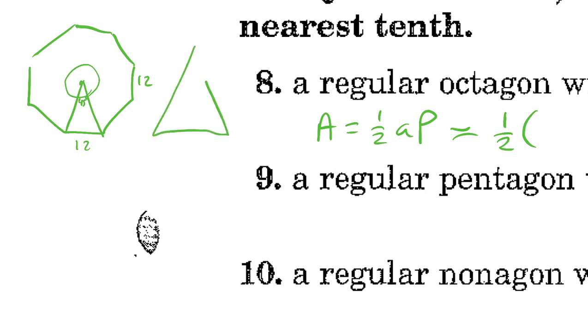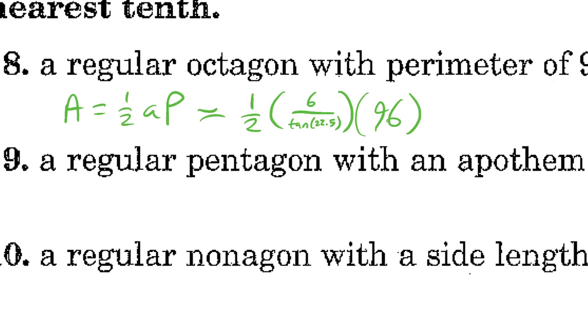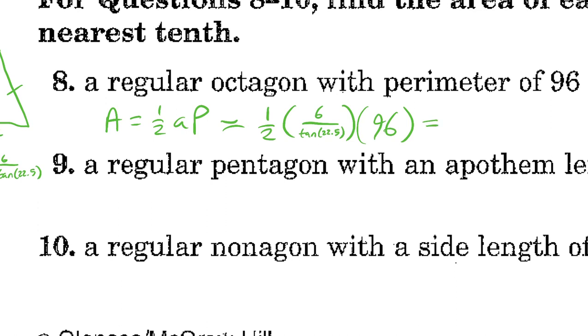So we have a big isosceles triangle like this, the 12 and a 45. Cut it in half, and we get 22.5 and 6, and we're looking for this apothem. So the tangent of 22.5 equals 6 over the apothem. So multiplying by a and dividing by tangent, we get the apothem is 6 divided by the tangent of 22.5. All right, so then we go back over here and we go 6 divided by tangent of 22.5.